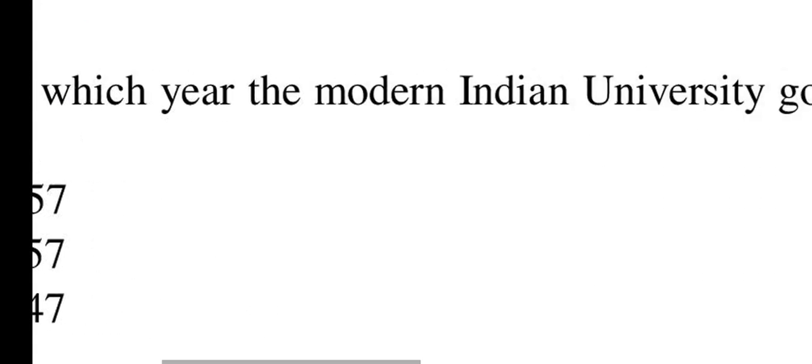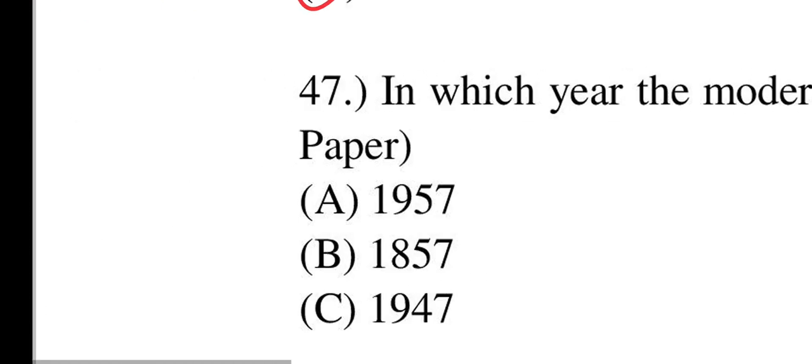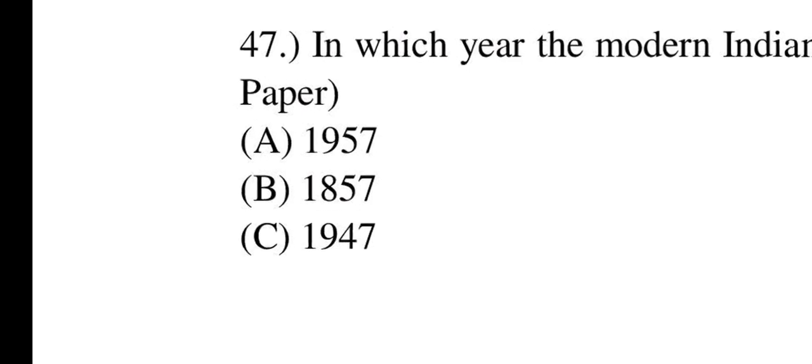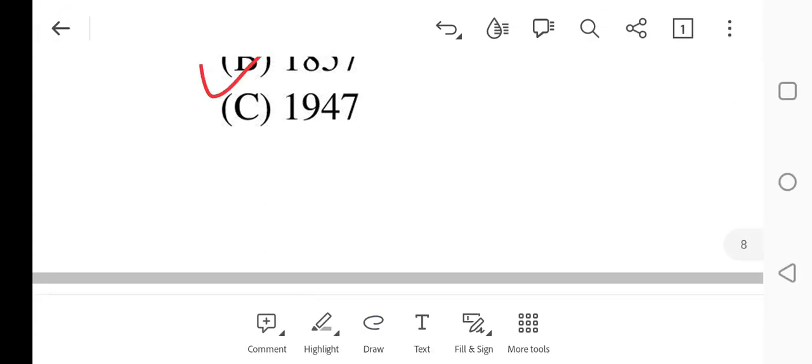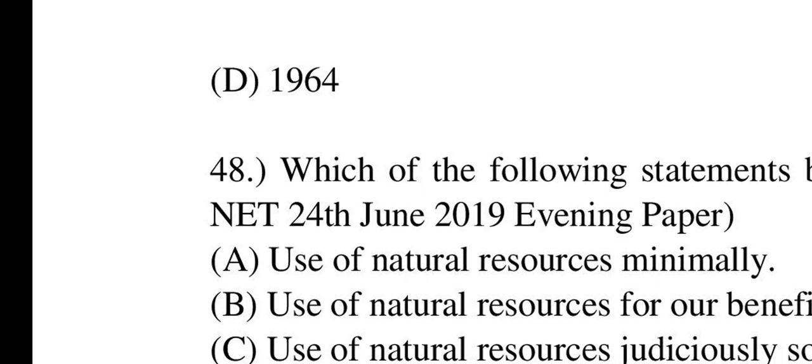47. In which year was the modern Indian university established? 1957, 1857, 1947, 1964. 47, number B will be correct, which is 1857. 1857 was also the year when the Sepoy Mutiny occurred, right?